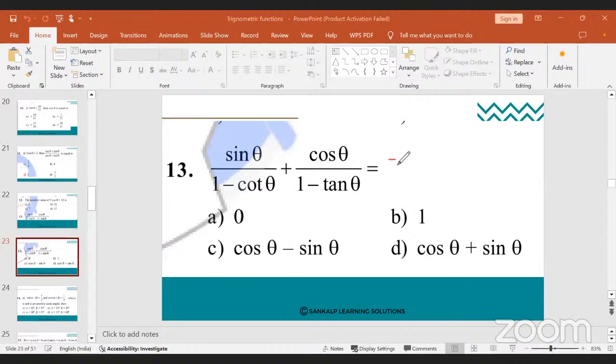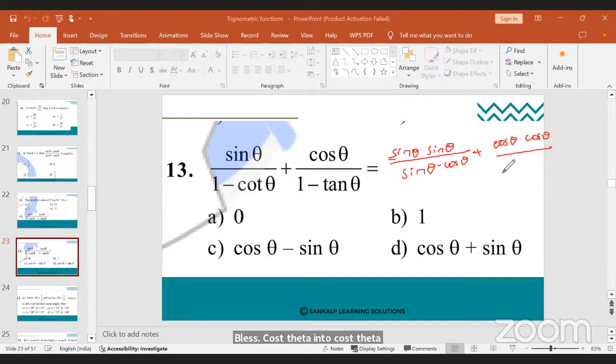So it can be written as sin theta into sin theta. So sin theta minus cos theta plus cos theta into cos theta, multiplying that, and 1 minus tan theta is cos theta minus sin theta. So try to solve now.